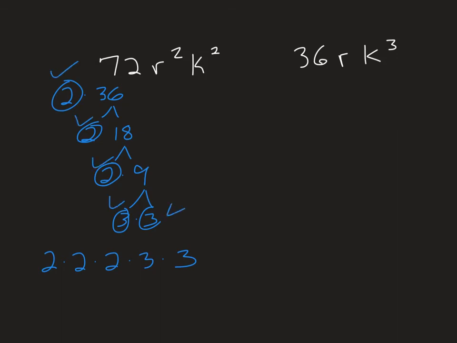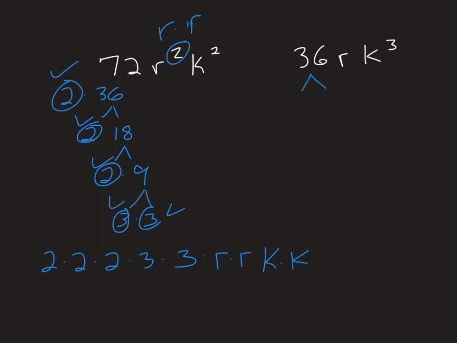So I took that 72, I factored it apart. R to the second is going to be the same thing as R times itself twice. So that's going to be R times R. And K to the second power also means K times itself twice. So the fully factored will be K times K. So now let me factor the other monomial.